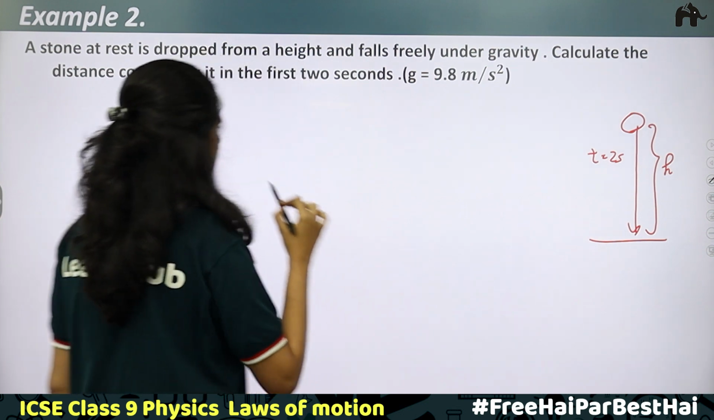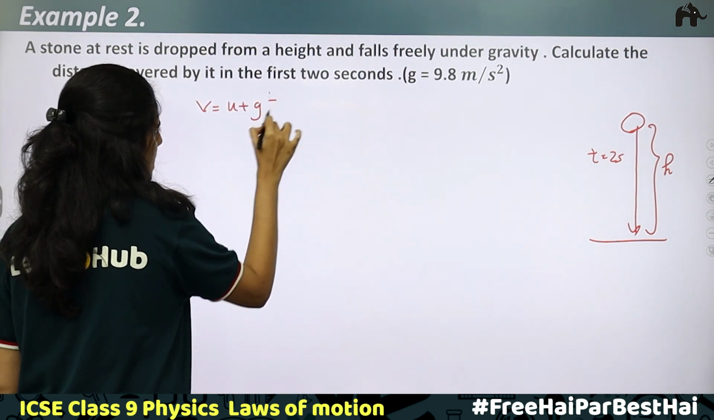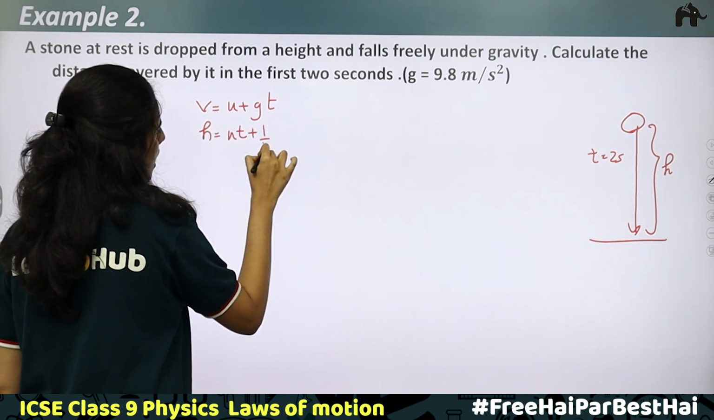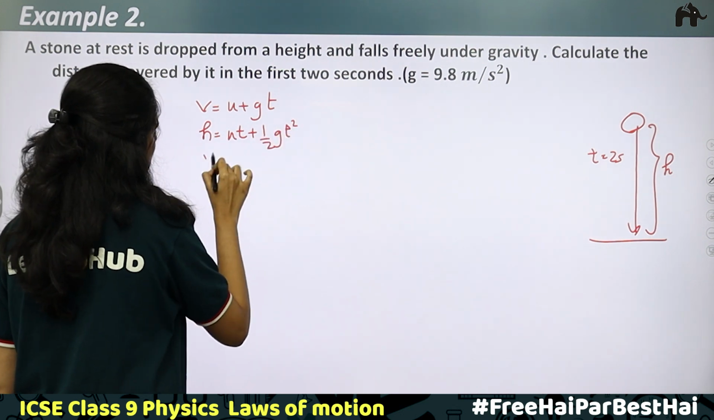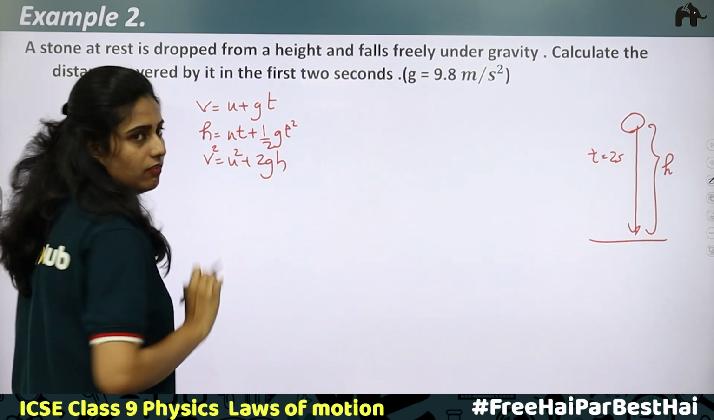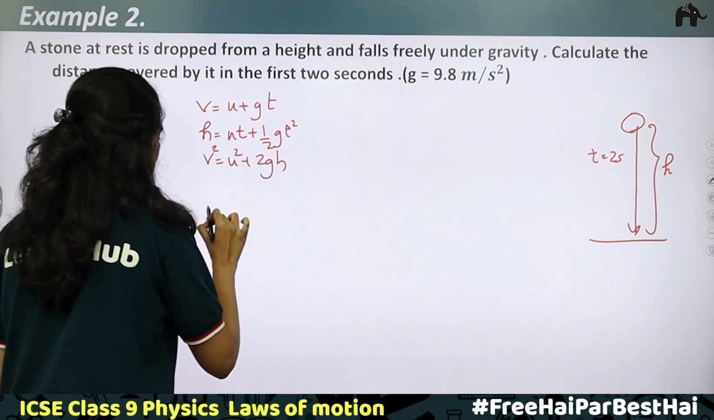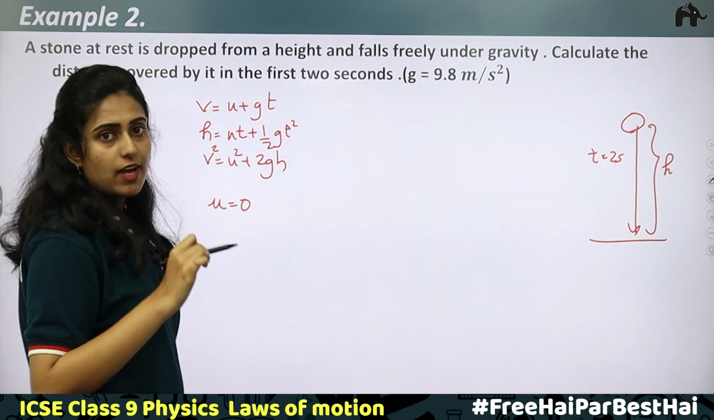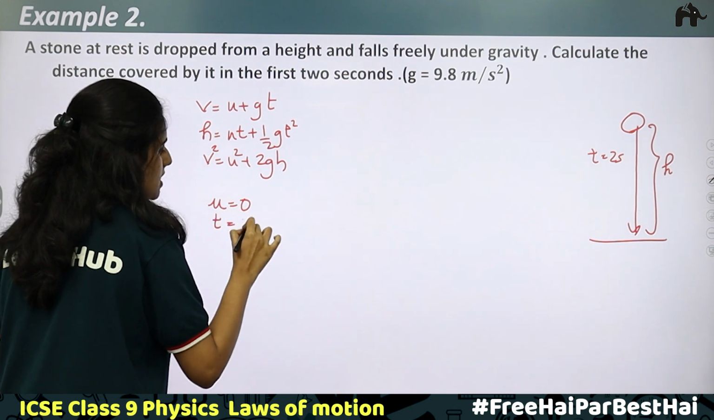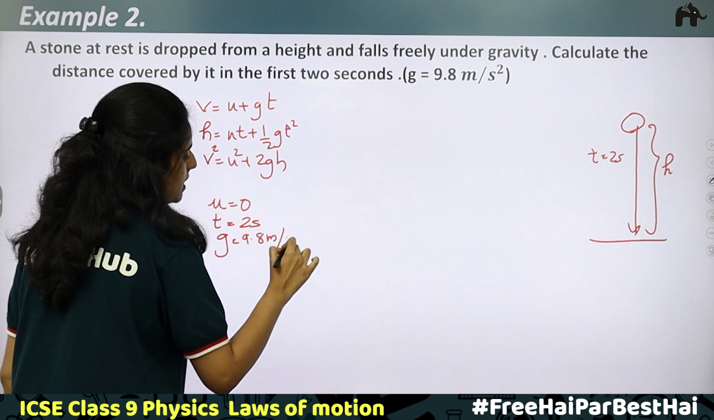Here we have the equations. v is equal to u plus gt. Then h is equal to ut plus half gt square. And v square is equal to u square plus 2gh. Which one can we use? What are the given quantities? In this question, we are given u is equal to 0, because the body is initially at rest. Time is given, t is equal to 2 seconds, and g value is 9.8 meter per second square.